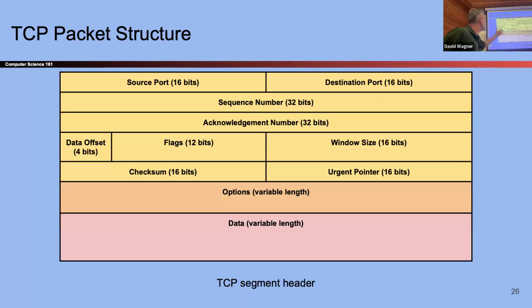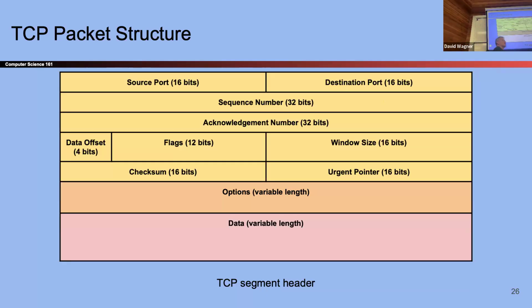You don't need to know this, but here's what the TCP packet structure looks like. There's the port numbers, sequence number, the acknowledgement number, and then some stuff you don't need to know, a checksum on the data, and then the data.